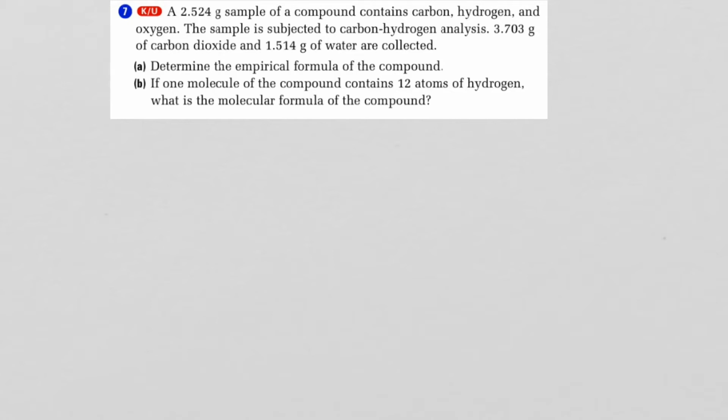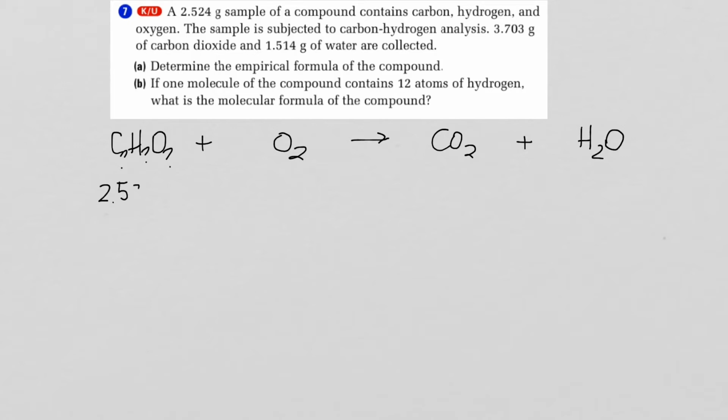Okay, but regardless, we can start by writing the equation for combustion. So you're taking a compound that has carbon, hydrogen, and oxygen, and you're burning it, so that requires you to burn oxygen, and it always makes carbon dioxide and water. So spread your equation out so they can do math under each compound. You can start off by writing all the numbers down. So you have 2.524 grams of the compound initially, which after you burn it, produces 3.703 grams of carbon dioxide and 1.514 grams of water.